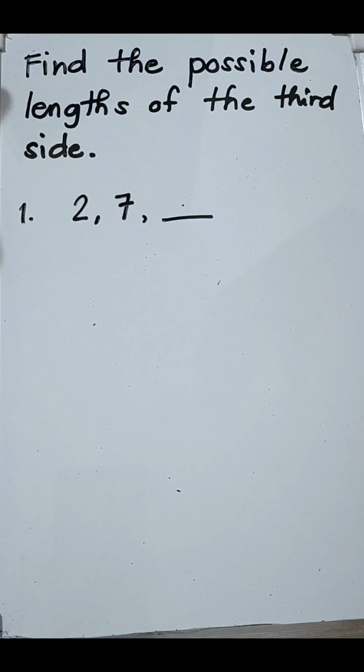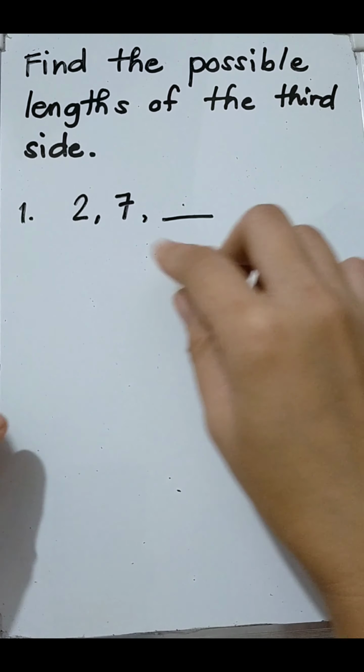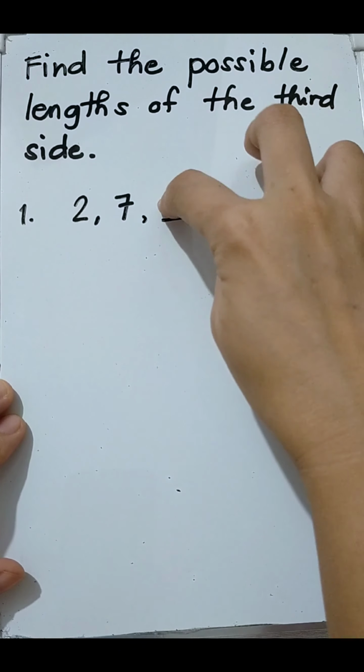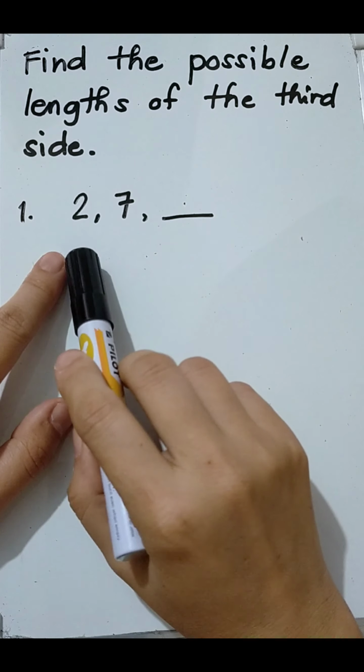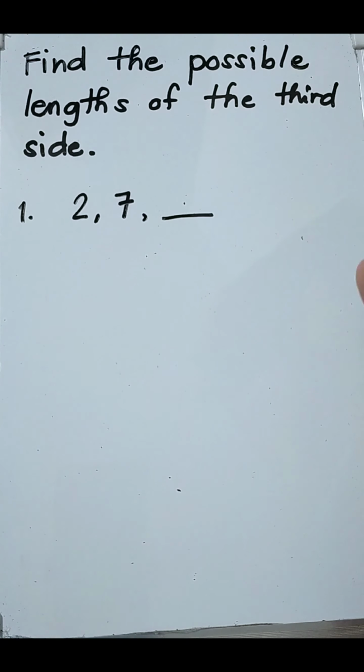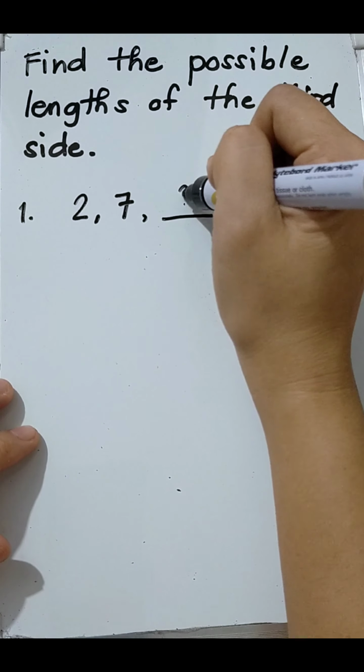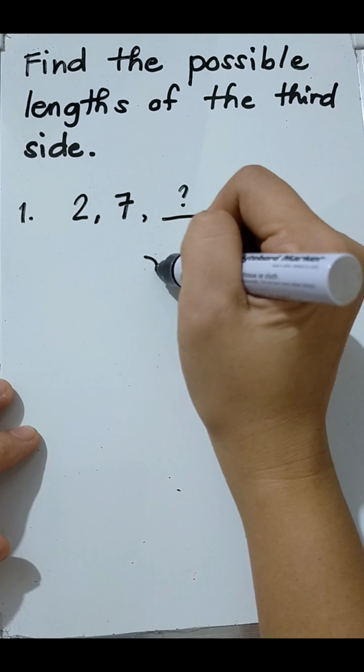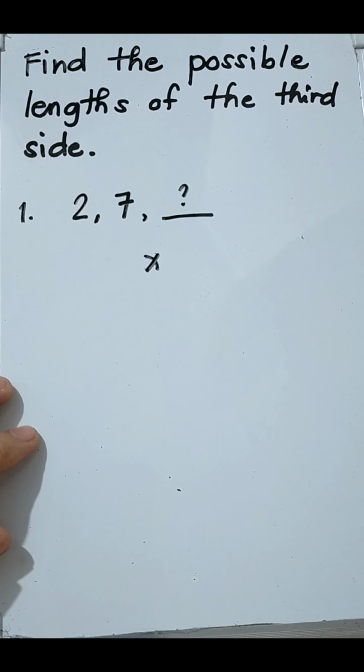So, now, given the two sides, you're going to find the possible lengths of the third side. So, paano gagawin? May shortcut yan, pero before natin sabihin yung shortcut, mag-analyze muna tayo, no? We have these two measurements, 2 and 7. So, ano yung possible na length ng third side? So, question mark, okay? So, yung unknown natin, as always, ay yung si x.